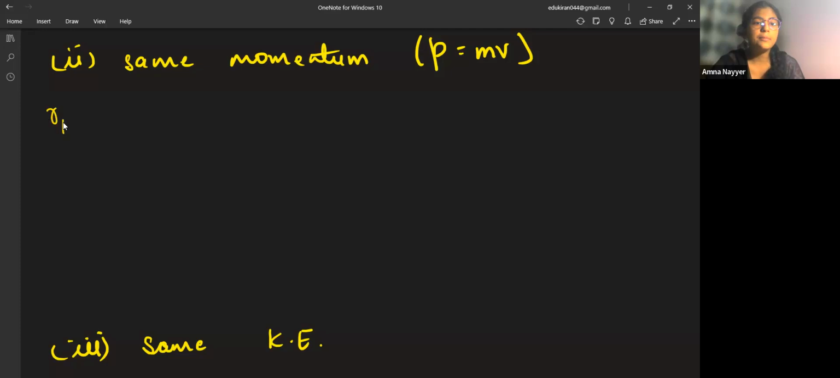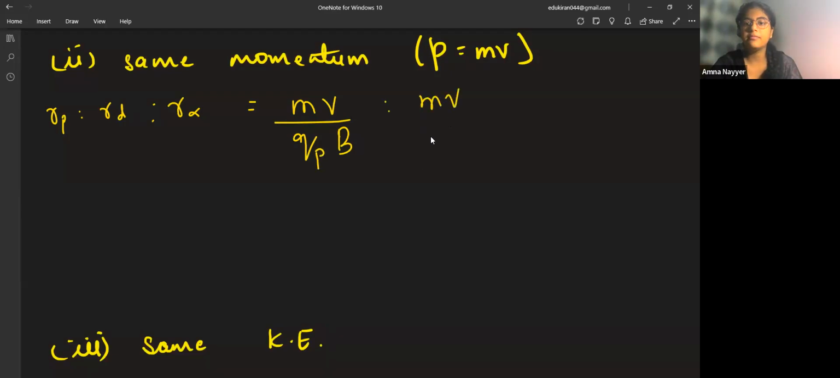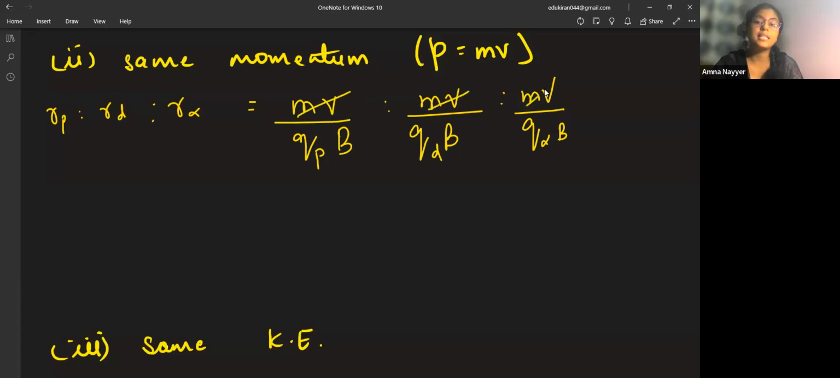See, rp is to r deuteron is to the radius of the alpha particle. What is the formula of radius? Mass into velocity by charge into magnetic field. So mass, velocity and magnetic field, all three are the same this time, right? Only the charge of the proton is different: mv by qB. Only the charge of the deuteron is different: mv by q alpha B. Mass into velocity is the same this time because the question has mentioned that momentum is the same, and momentum is mass into velocity.